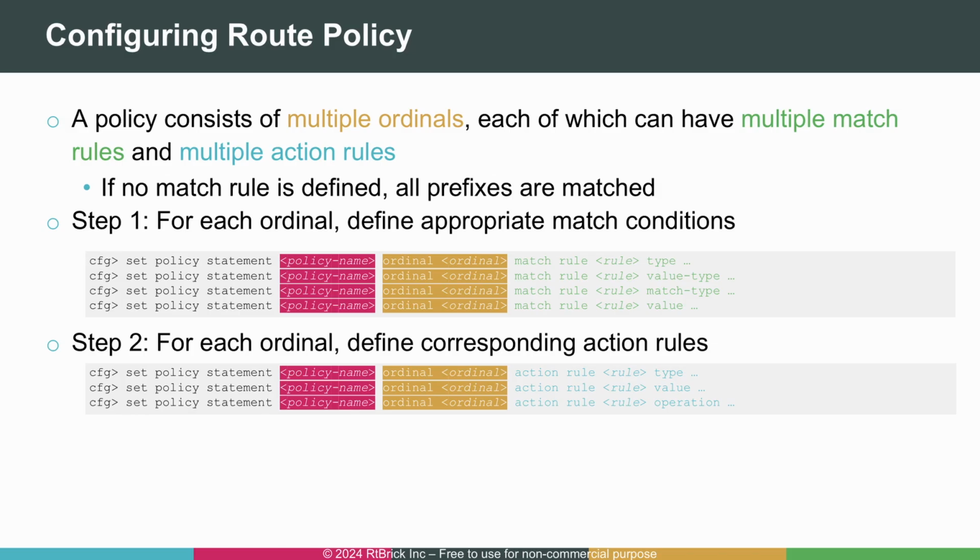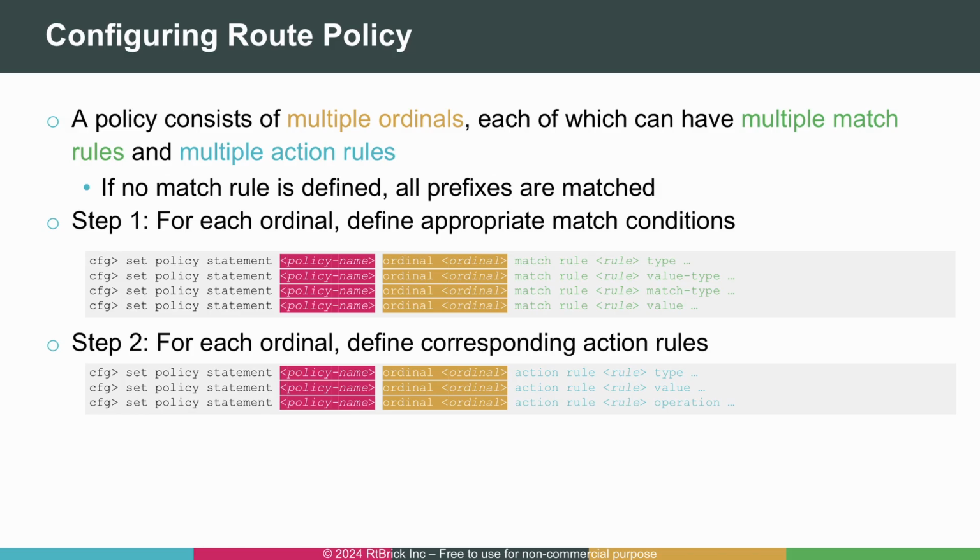After the ordinal, you configure either a match rule or an action rule. A match rule is assigned a rule number to make it unique. In the case of multiple match rules, their order does not matter. Each match rule consists of a type, which defines the attribute to match, a value type, which defines the format of the attribute value, a match type, which defines how the attribute is compared to the value, and the attribute value itself.